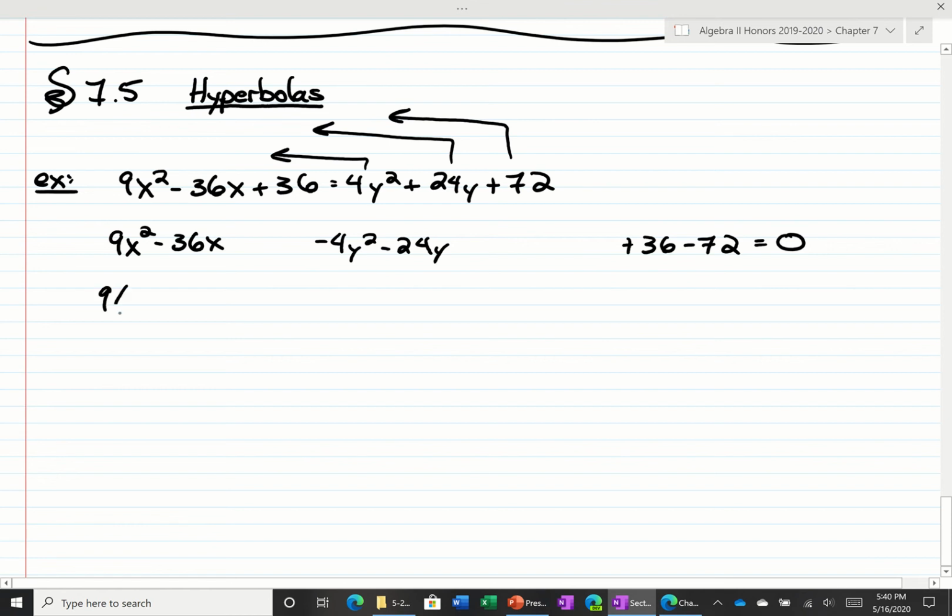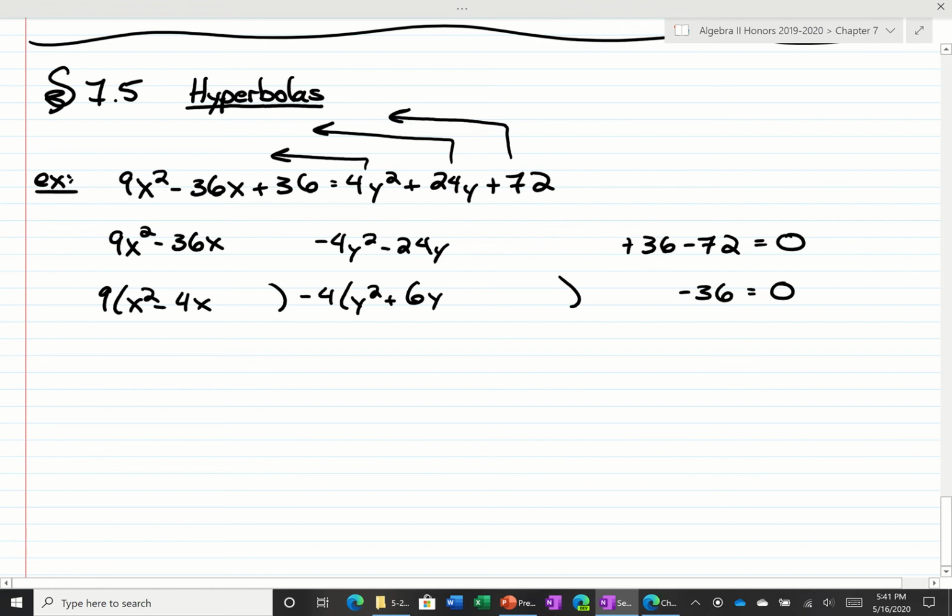Alright, so we could factor out a 9, and we're left with x squared minus 4x. Take out a 4, we have y squared plus 6y. And we'll just combine these numbers here. That would be negative 36 is equal to 0. So now I'm going to go ahead and take half of negative 4 and square it. 4 times 9 is 36, so I'll subtract 36. Half of 6 is 3, 3 squared is 9. 9 times negative 4 is negative 36. I'm going to subtract negative 36. So just be careful with that, it's not a big deal.